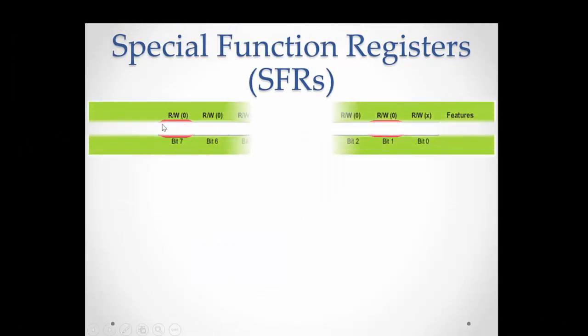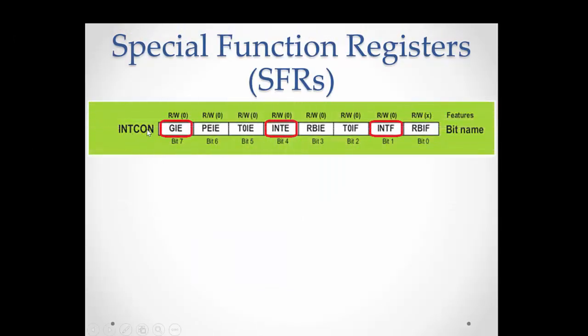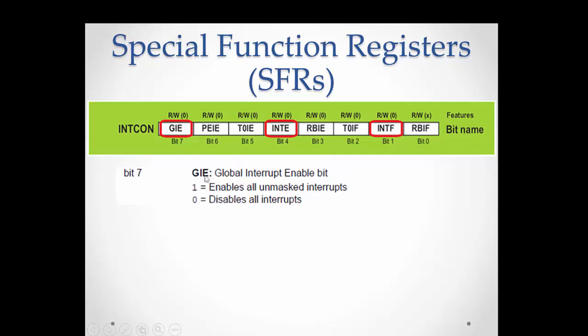We have the INTCON special function register. INTCON is basically short for interrupt configuration, and it is a really special function register. Each bit means something, and for the time being we'll focus on 3 bits: the GIE, the INTE, and INTF. So let's take them one by one. The first one is GIE. GIE is global interrupt enable.